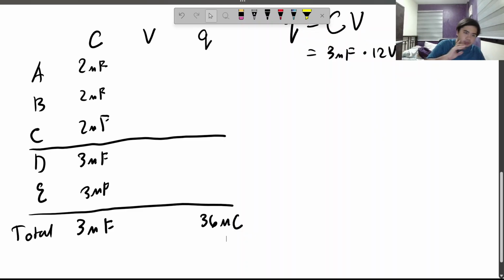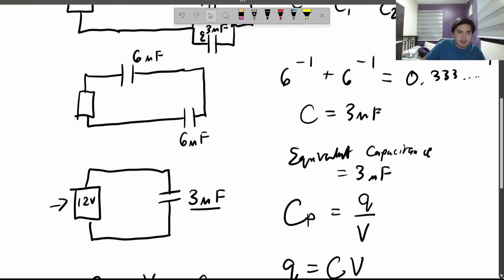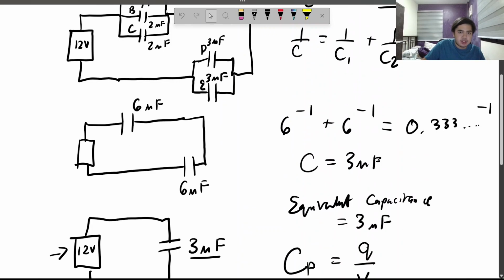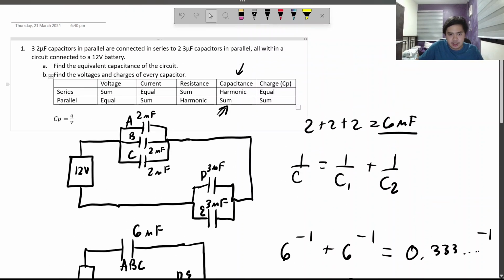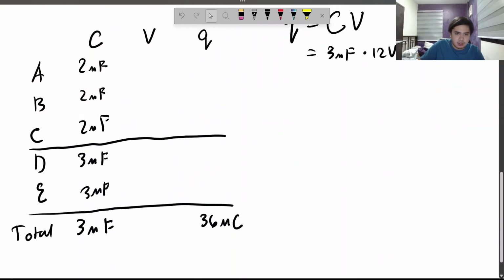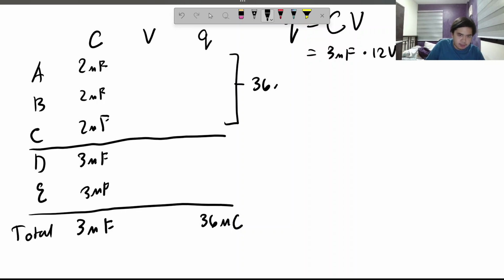So the group ABC is, as we can see here, in series with DE. Again, this is the equivalent of ABC. This is the equivalent of DE. So they are in series with each other, and charges in series are equal. So the total charge of A, B, and C should be 36 microcoulombs. And it is the same with D and E, 36 microcoulombs, since the charges in series are equal.